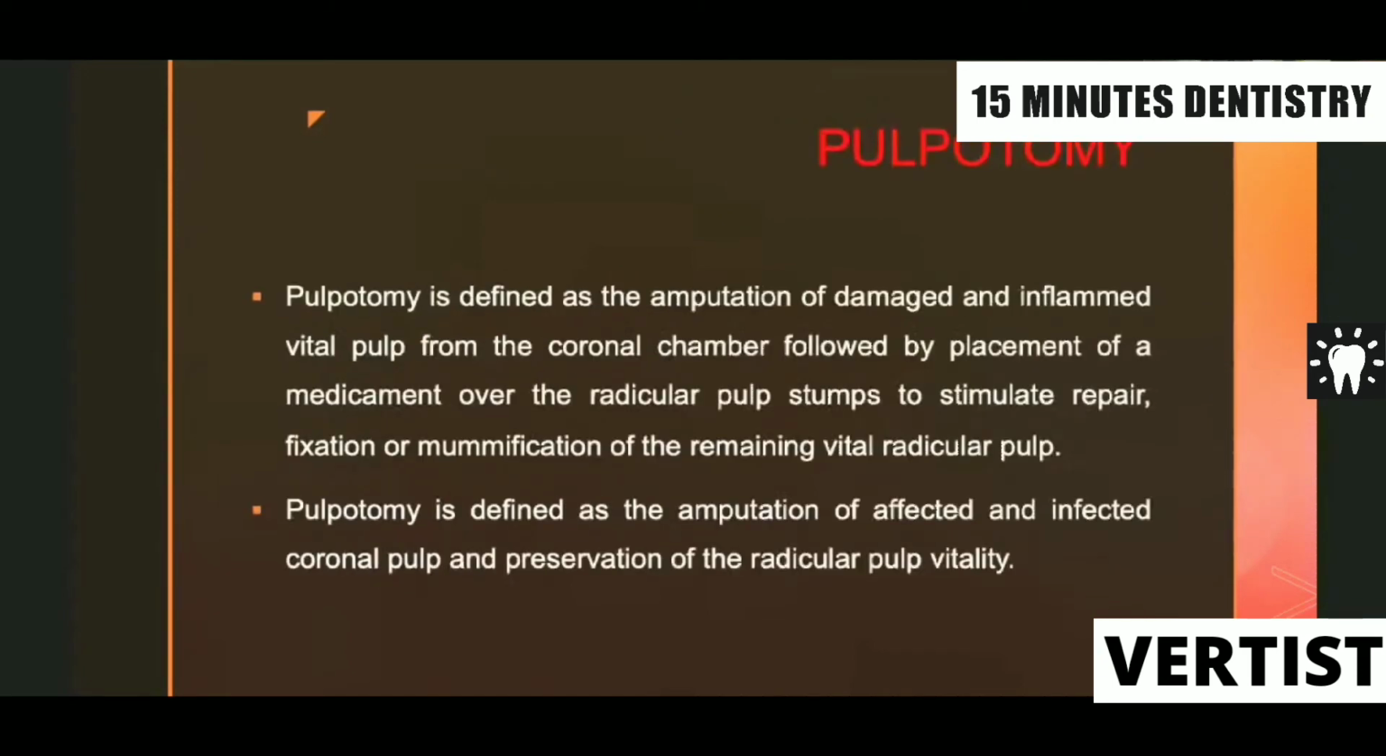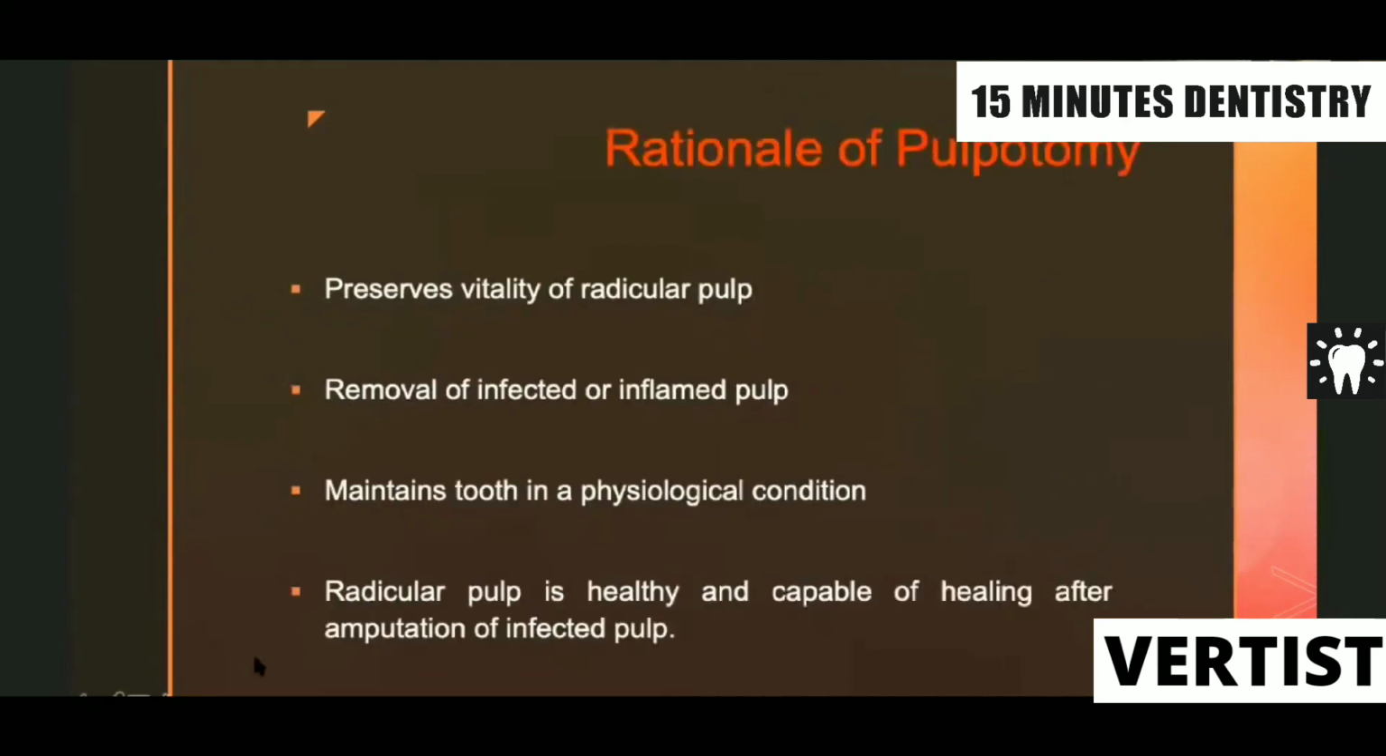Now, pulpotomy is defined, this definition is very important, as the amputation or removal of the damaged, inflamed vital pulp from the coronal chamber, followed by placement of a medicament over the radicular pulp stumps to stimulate repair, fixation, or mummification of the remaining vital radicular pulp. So pulpotomy is defined as amputation of the affected and infected coronal pulp and preservation of the radicular pulp vitality. How do you do this? Very simple. Main thing is you preserve the vitality of the pulp, remove the infected and inflamed pulp, maintain it in good physiological condition such that the radicular pulp is healthy.